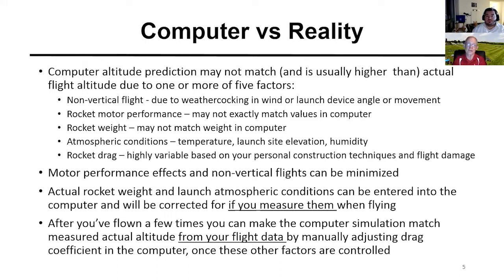And of course, rocket drag, and that's probably the biggest variable. Your construction techniques may not be perfect. So if your fin is slightly crooked or something is slightly misaligned, the rocket will have a lot more drag than the computer program thought, because the computer program thought that you built everything perfectly straight. And so, if it isn't perfectly straight, it won't go quite as high. And you also experience flight damage, which tends to beat the rocket up a little bit and cause it to have more drag as time goes on.